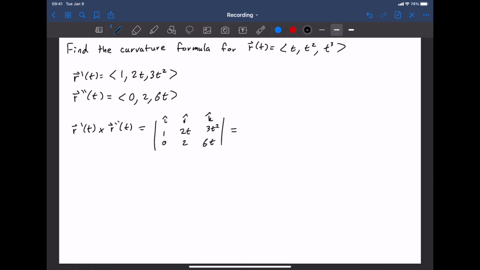I'm getting 12t squared minus 6t squared in the i direction. Subtract the j direction always, 6t in that j direction, plus 2 minus 0 in the k direction. I guess I could have written 6t minus 0 in the j also. Sorry. So that's 6t squared i hat minus 6t j hat plus 2k hat. And then you need to find the length of that.